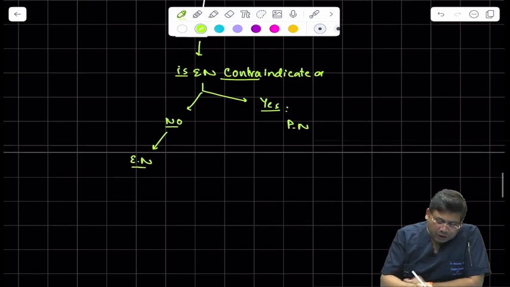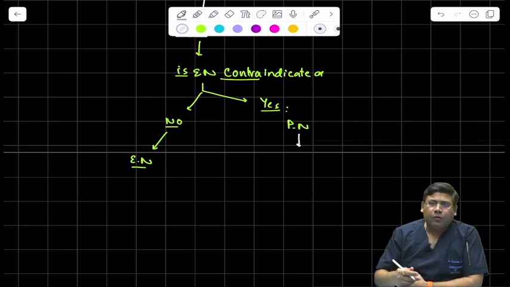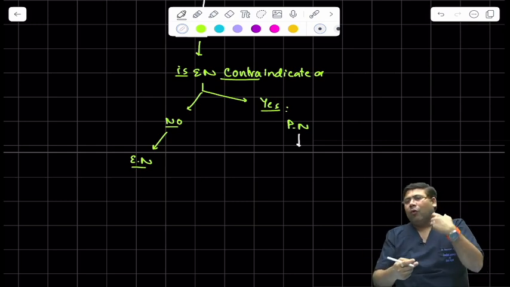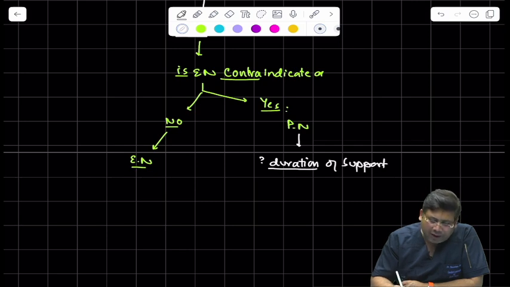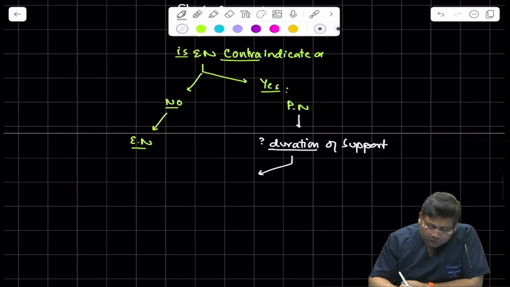When you want to start parenteral nutrition, either you can give it by the peripheral route or by the central route. The very next thing that you have to ask is how long do you want? So if you want support for a longer time, then it's better to insert a central line and go for TPN. So duration of support, if less than or equal to 1 week, in that case PPN, that is peripheral parenteral nutrition. More than 1 week, then you will have to start TPN, total parenteral nutrition.